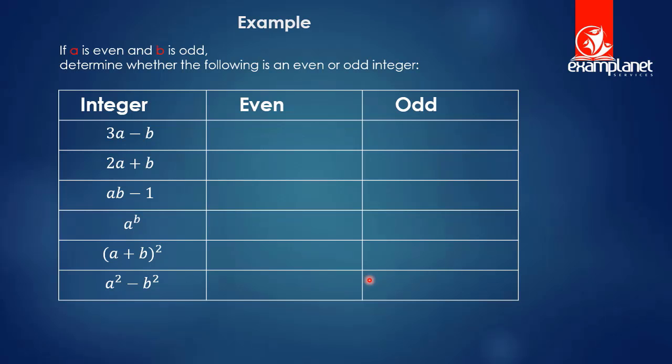So now let's get this simple example on this table. It says if A is even and B is odd, determine whether the following is an even or odd integer. So you may pause the video and then try to solve this by yourself and see what the result will be. Okay, now let's check out the solution of this.